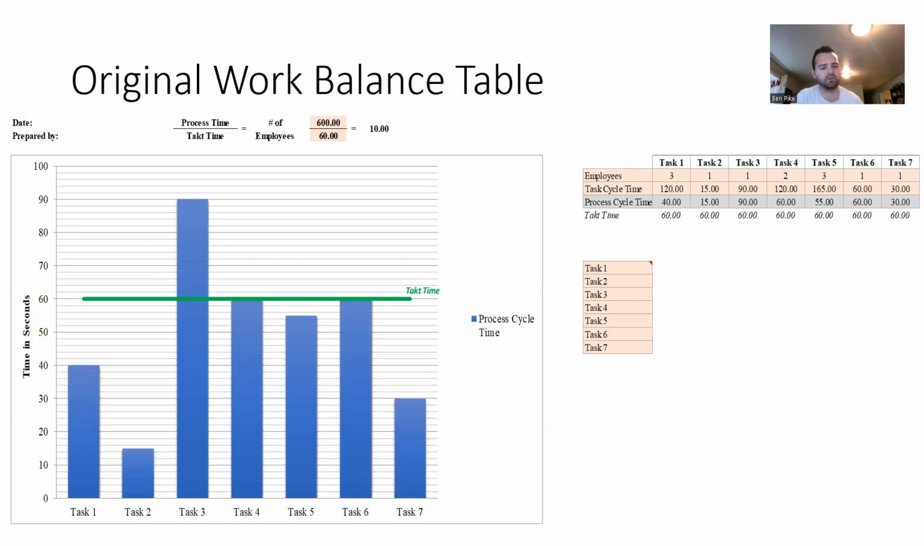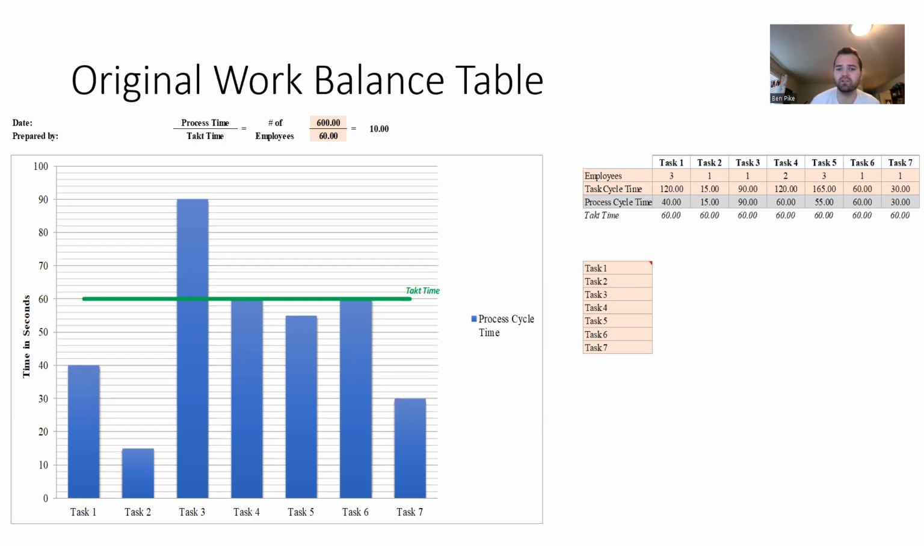So the main tool that we've used to determine how to target some of this waste and some of the inefficiencies that we currently have is our work balance table, as you can see here. This is our original work balance table of what is currently happening at our sandwich shop. As you can see, we've determined that the takt time is 60 seconds.